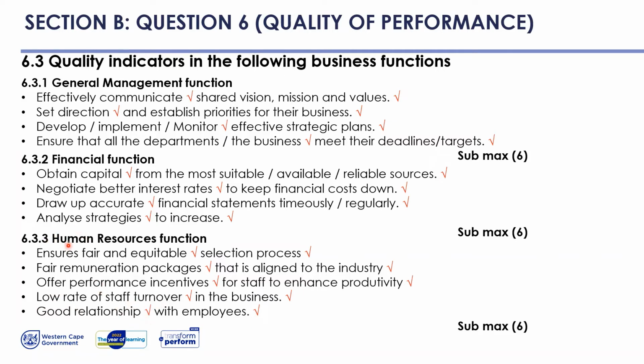Another quality indicator of the human resources function is that there is a good relationship with the employees, obviously between this function and as well as management with our employees. So that would all be indicating quality within the human resources function. It's important to note there that there's a max allocation of 18 marks. So learners, if you do know your quality indicators within your functions, you can really obtain quite a large chunk of your 32 marks for facts from this bullet alone.